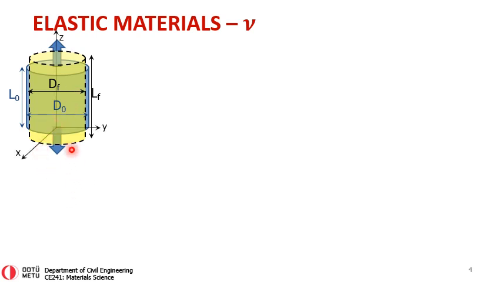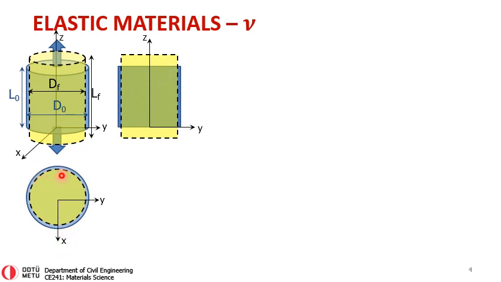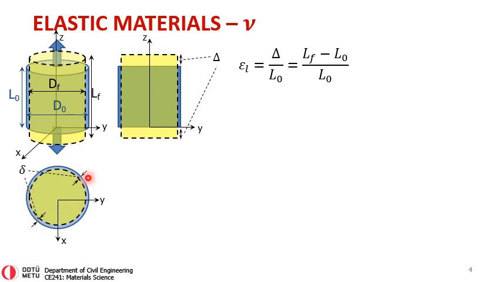And if we were to put these x, y, z axes like that, and look at, let's say, the top cross section, as you can see, there is some shortening, and from the side, as you can see, there is some longitudinal elongation and transverse contraction. So this longitudinal elongation we can term as delta, and the shortening in the transverse direction as small delta.